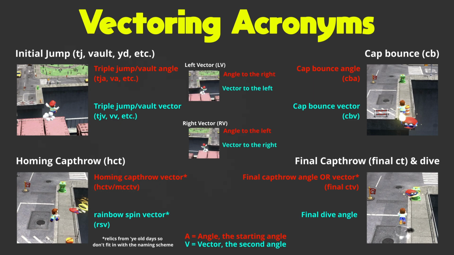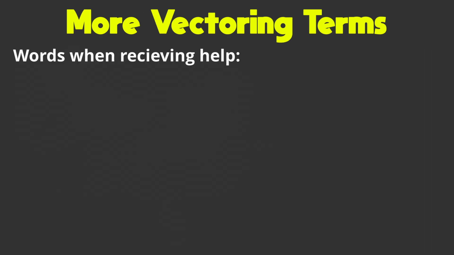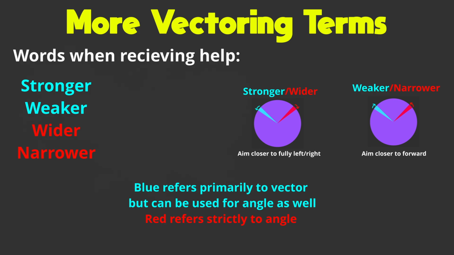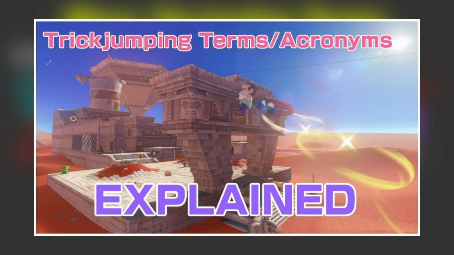This is also why left vector and right vector, LV and RV, are called that way, since their direction corresponds with which direction you vector towards. When receiving help, the most commonly used words are stronger, weaker, wider, and narrower. Stronger and wider mean to aim closer to fully left or right, and weaker and narrower mean to aim closer to forwards. While wider and narrower are less often used than their counterparts, they tend to refer strictly to the angle. If you're confused by any more terms, I cover a much more expansive list in my trick jumping terms video.